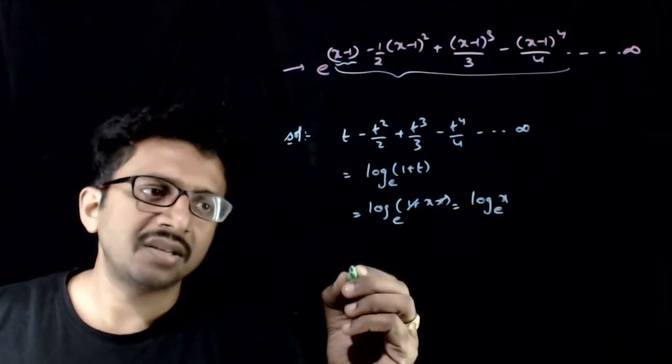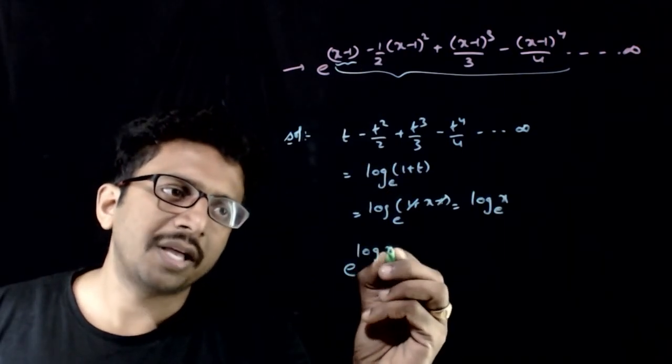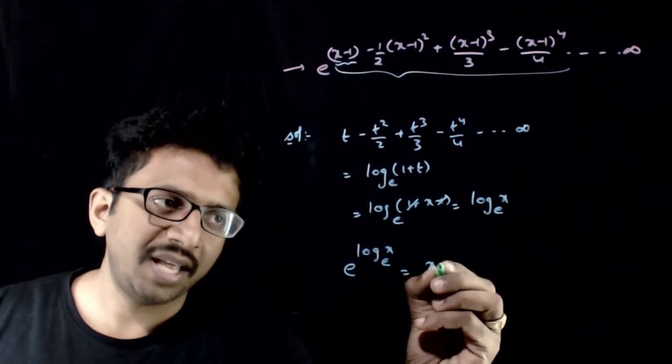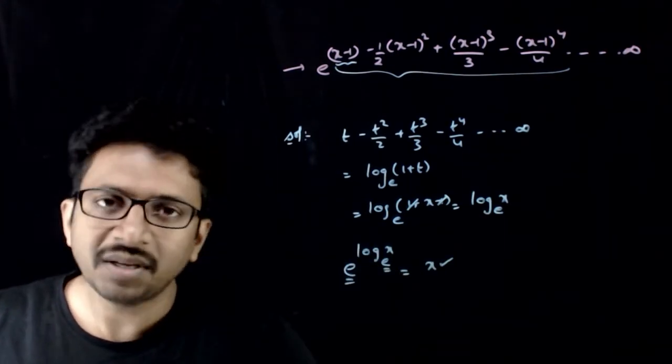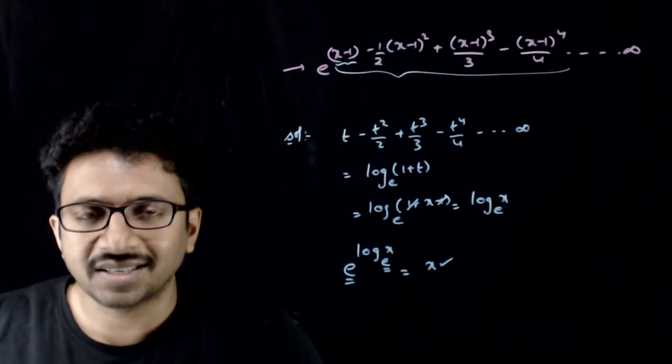So if you substitute this, you get e power log x to the base e, which is the same as x, because e and log to the base e are inverses, so everything will get cancelled out. You get x as the answer.